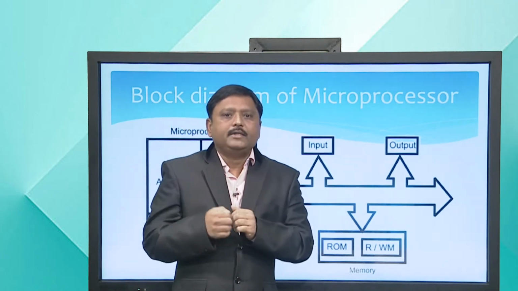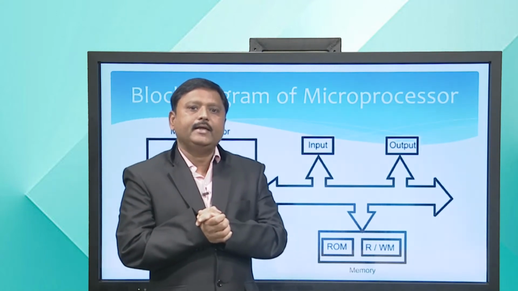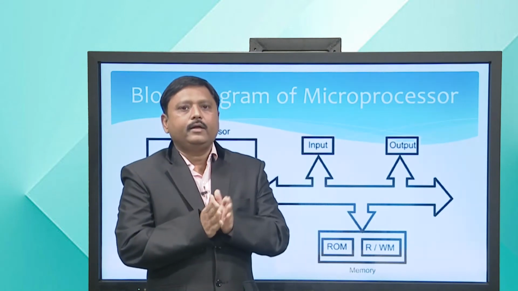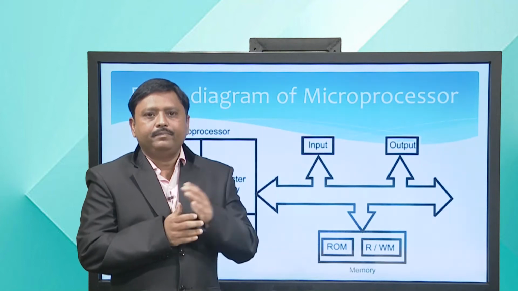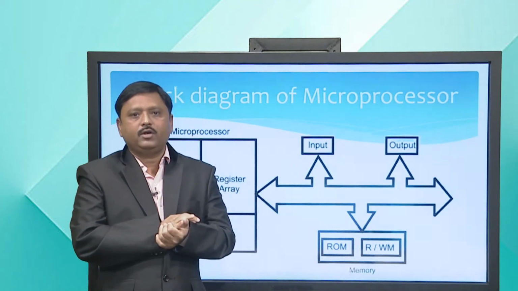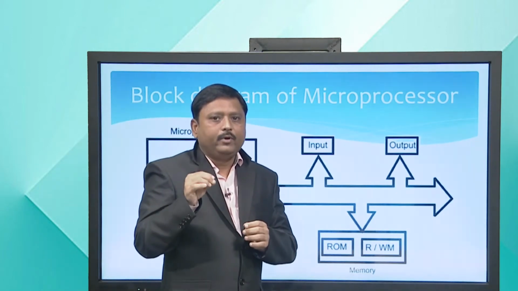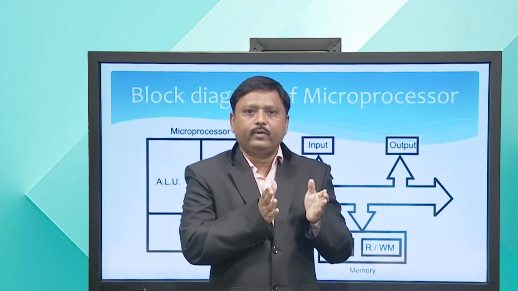Now, the third part is memory. The memory section of the microprocessor basically has two types of memory. We all know read only memory and read write memory, or simply called RAM. The ROM comprises stored programs which we cannot change because it is a read only memory. An example of ROM is a monitor program. We have discussed briefly about monitor program.